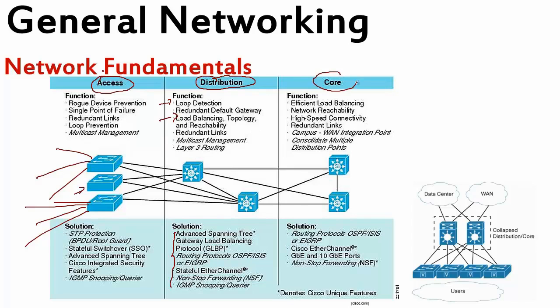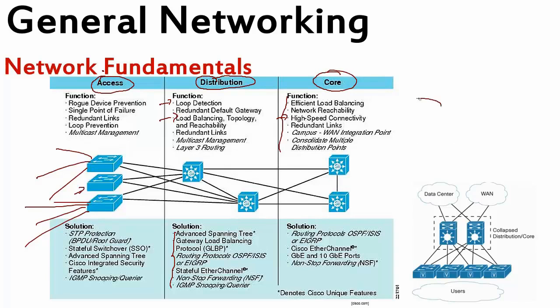The last one is the core layer. If you want to summarize this layer in one sentence, high-speed connectivity. You want to exchange information as fast as possible. You don't want to make any decisions here. Take a look, you will not find a point saying, well, let's see if we can get here. Not really. The core layer is designed to send your data as fast as possible.